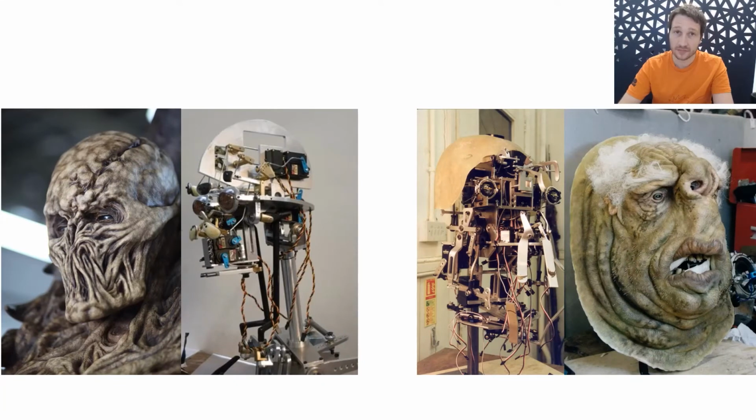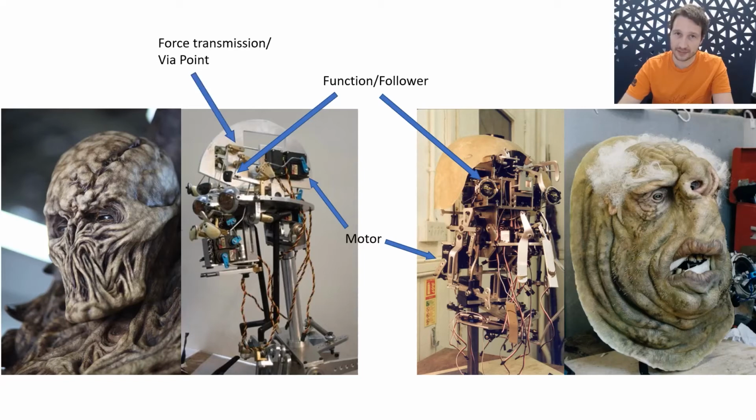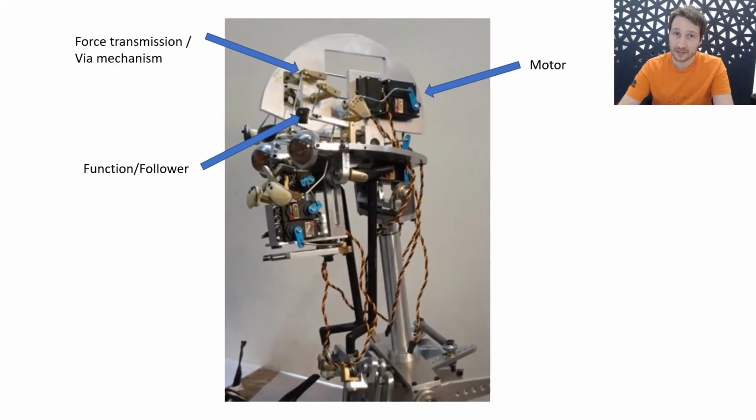An animatronic mechanism has two types of elements, followers and drivers. Drivers are essentially motors, which are attached by tie rods to followers. Followers make up the moving features of the animatronic. We also have force transmission elements. Those can be used to change the direction of force applied by the motor. Let's have a bit of a closer look, shall we?